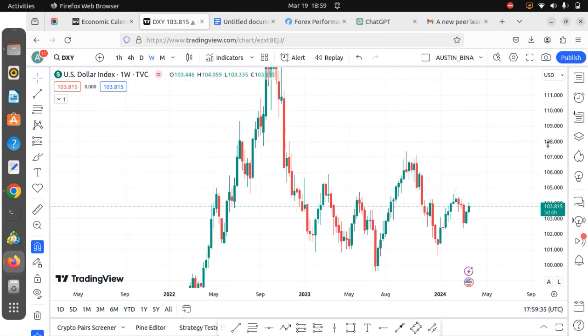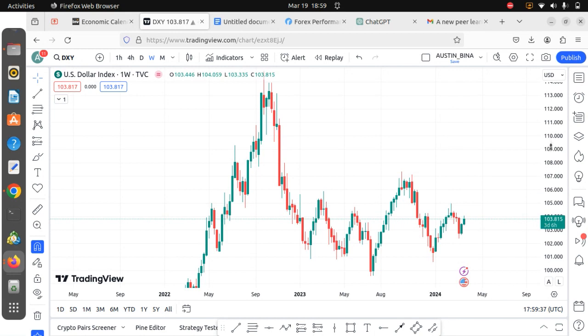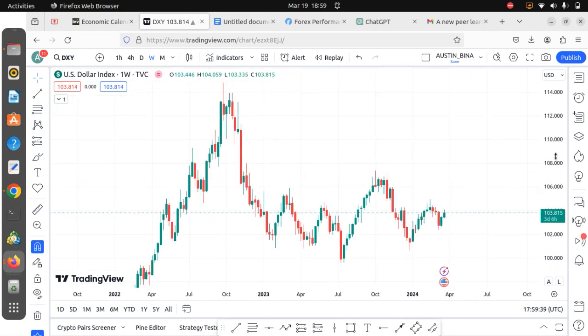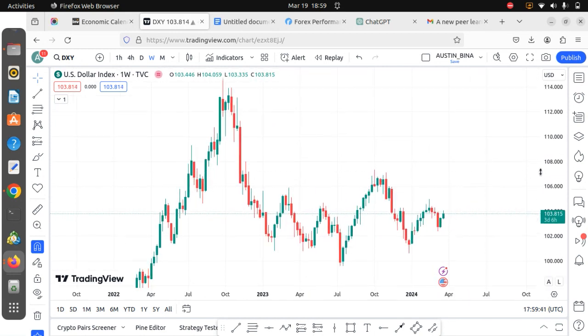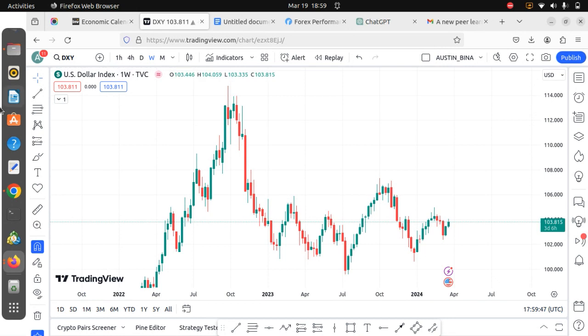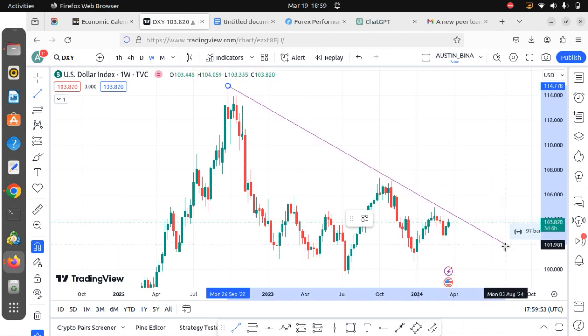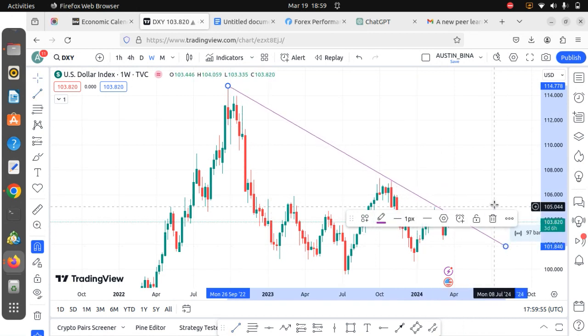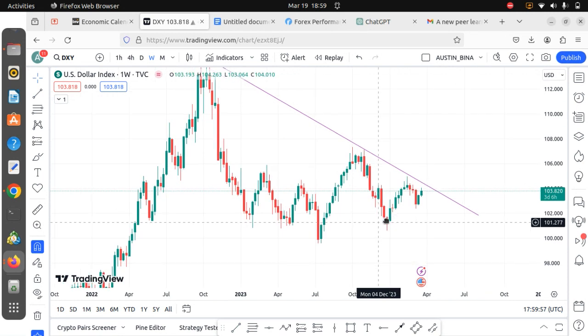So today let's analyze DXY and see what the dollar is saying, or what the dollar is likely to trade into in the nearest future. This is our weekly time frame, and if you look closely, there is already a trend line drawn here. This means a bearish trend.